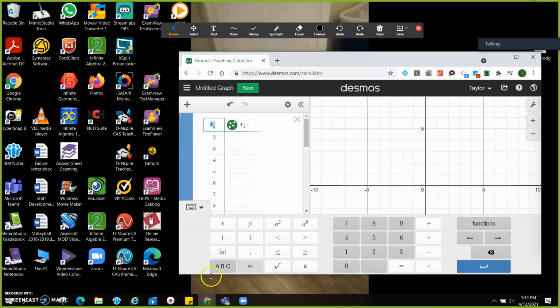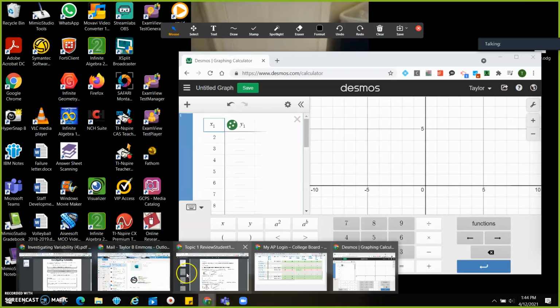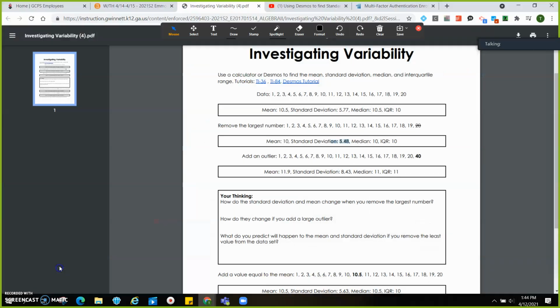So let's compare that to what we already had. We already had 10. So if we drop the bottom one, our mean is going to go up. And then the standard deviation is going to go down. But let's check and make sure that that's right.